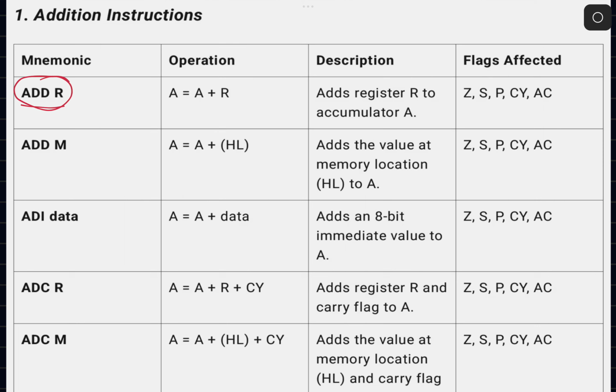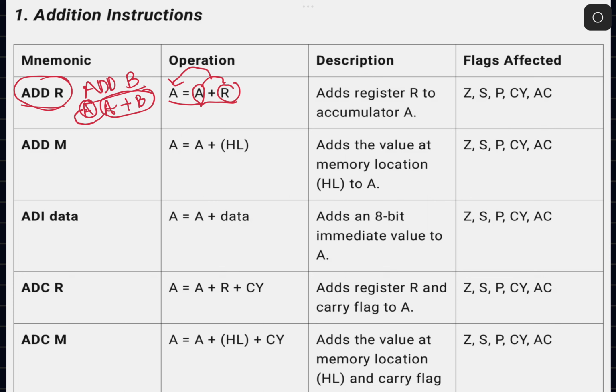So what is ADD R? This instruction will add the content of the accumulator with the content of the given register provided in the instruction, and the sum is stored back in the accumulator. So for example, let's take ADD B. This instruction will add the content of accumulator A with the content of register B, and the sum is stored back in the accumulator A.